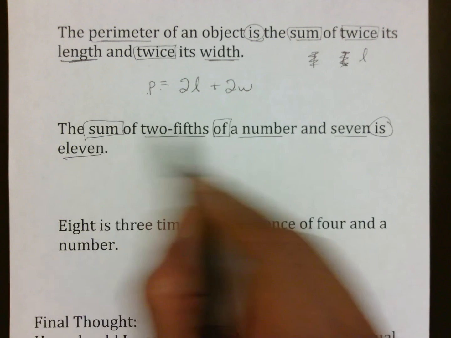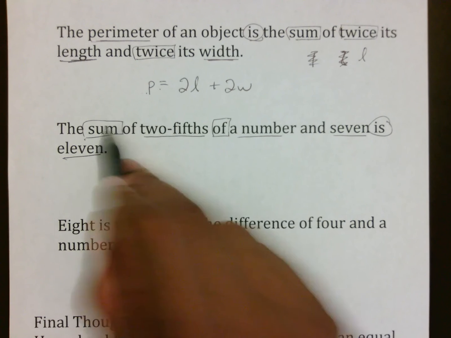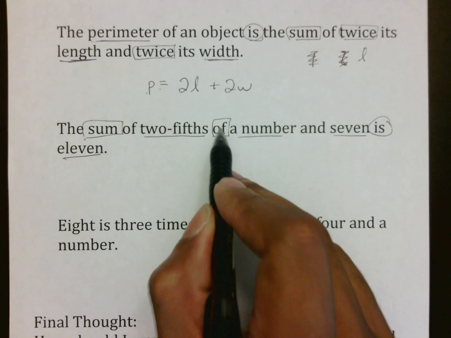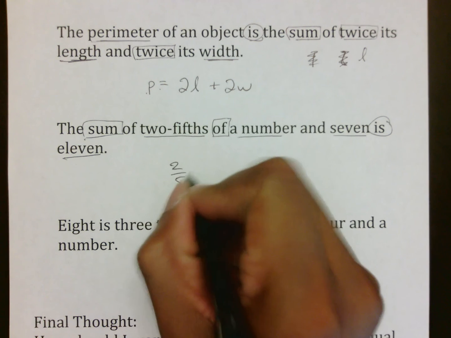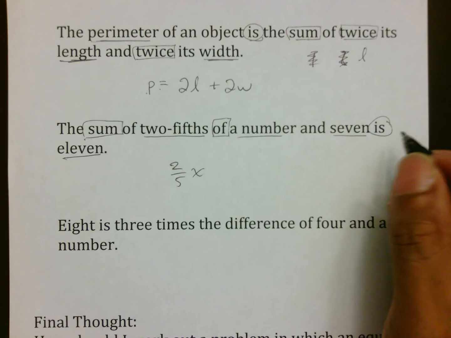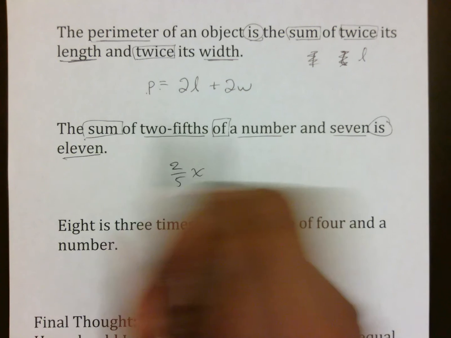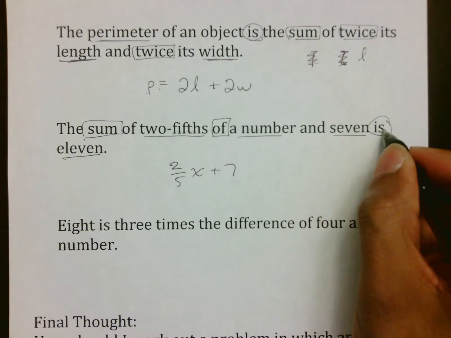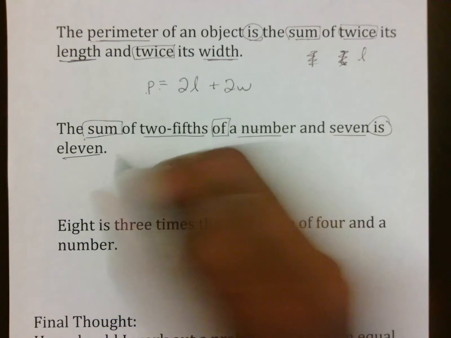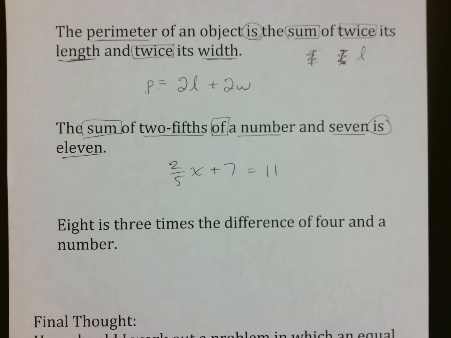Remember, now we have two operations in here. This is plus, this is times. And remember, order of operations says try that one first. So 2/5 of a number, remember, turns into 2/5 x. The sum of that and 7, so you would add 7 to that. Remember that "is" turns into equals, and 11 is what you get over here.